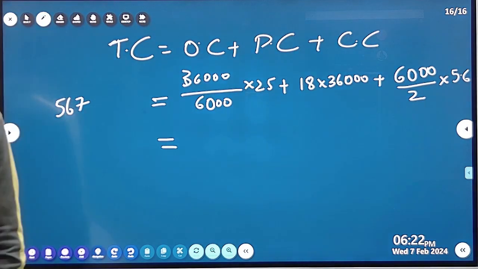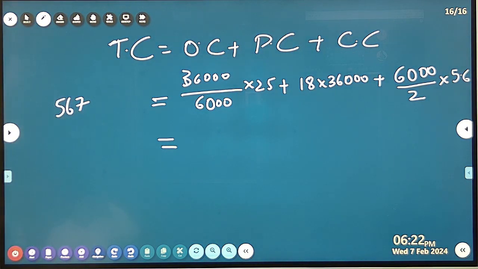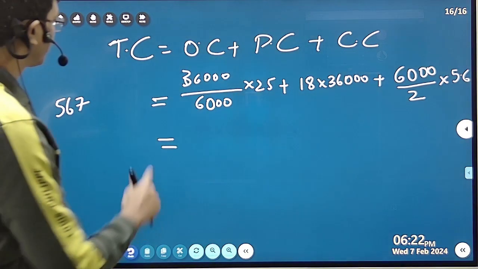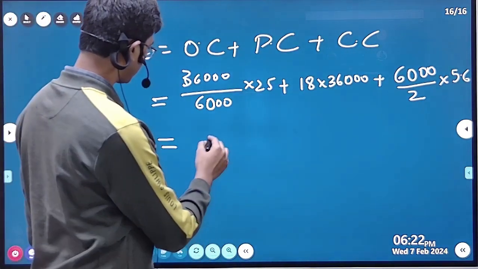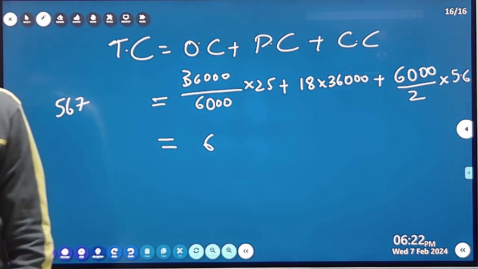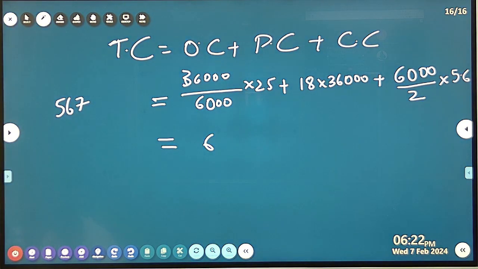Any question? How we got this equation? Okay. So how much will that come out to be? Calculate and let me know. 6,64,950.